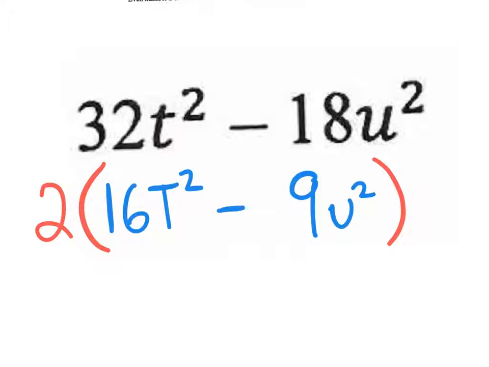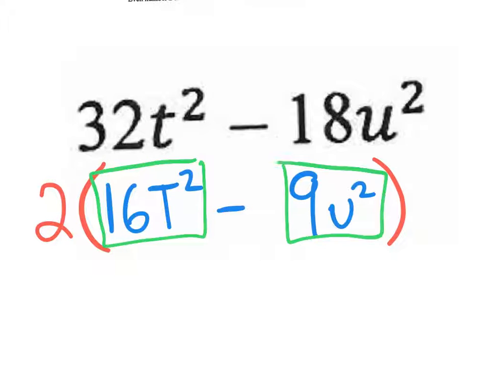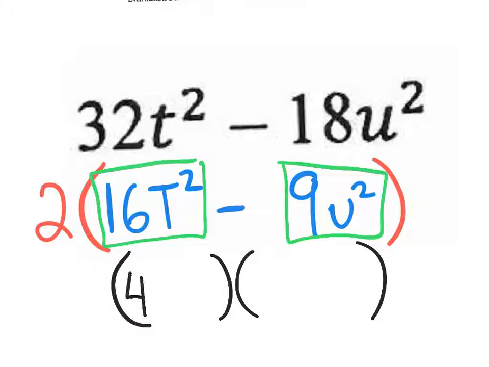I could actually, because I have a perfect square term in the front and a perfect square term in the back, technically have a perfect square quadratic binomial. So I could jump to my shortcut, take the square root of 16t squared. What's the square root of 16t squared? 4t. And 4t right there. What's the square root of 9u squared?